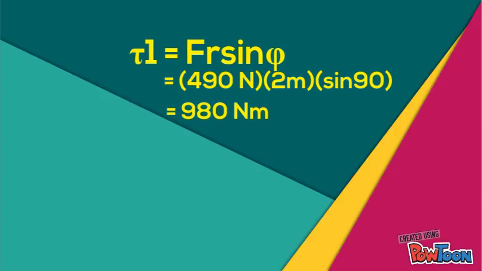Remember that torque is a vector, so direction is important. This force on the side of the healthy kid will try to rotate the seesaw in the counterclockwise direction. This means that the torque is positive.